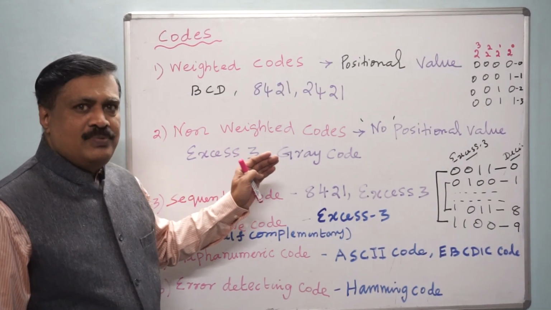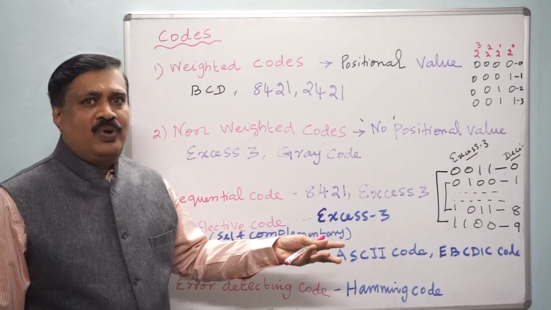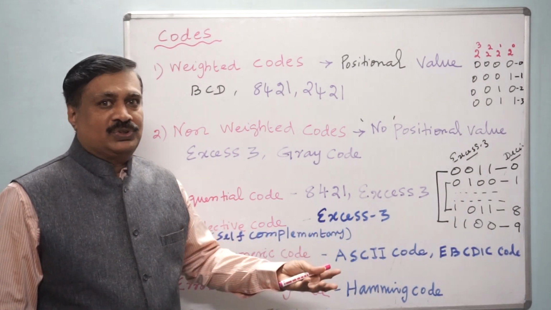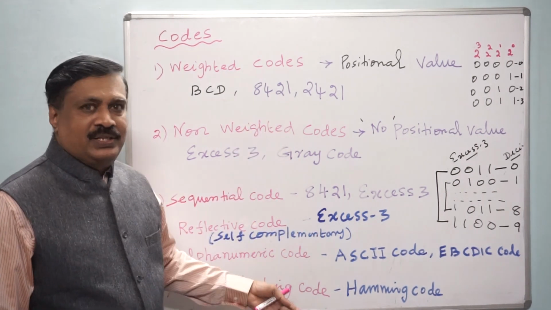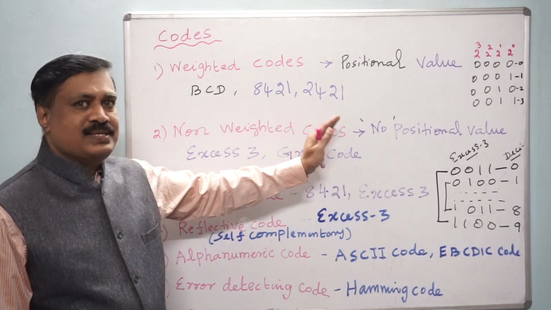In university exams, for 3 marks or 4 marks, they will ask, what do you mean by code and what are all the types of codes. For that, you have to write this. First, you have to define what it is, simply explain. After that, you give some examples.